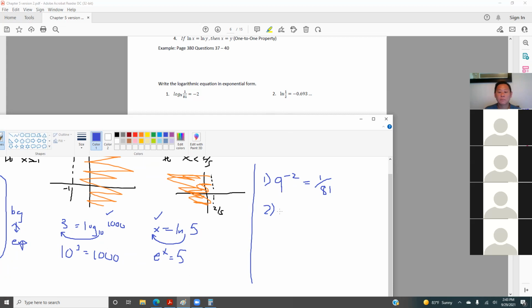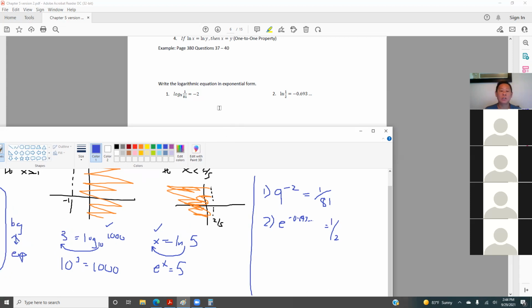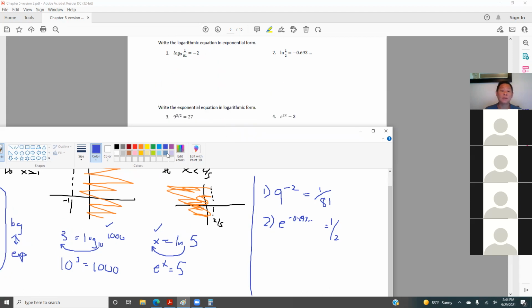e to the power of -0.693 equals 1/2. We should put a dot in here, and this is equal to 1/2. And you can write it the other way, which is 1/2 equals e to the -0.693. So don't forget, you can interchange this, it doesn't matter. It's very easy, but it's important.